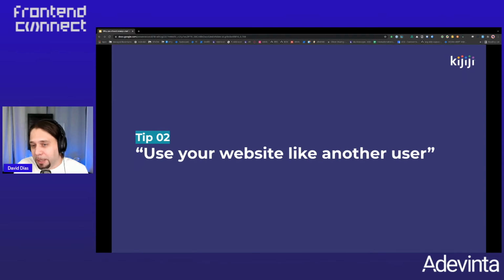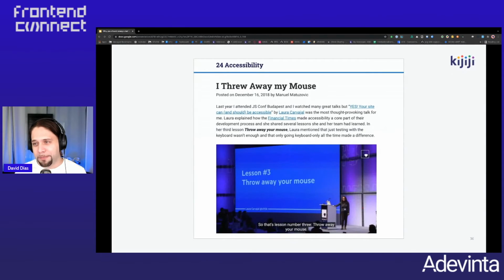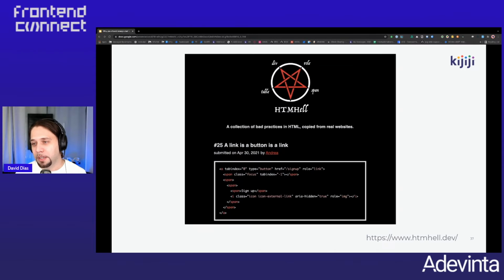Another tip is to use your website like any other user. I love that article from Manuel, a really nice guy. He wrote an article in 2018 called "I threw away my mouse." It was an experiment for him, and he's an accessibility expert. He tried the web without using the mouse. It's a really interesting article where he shares a lot of his findings and the issues he had to face. I really recommend reading it.